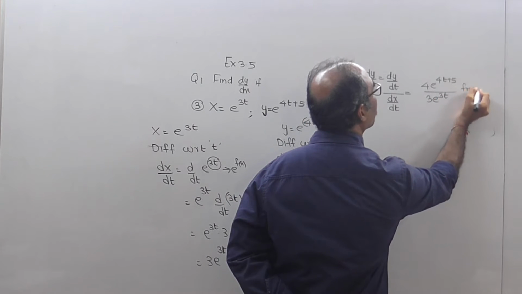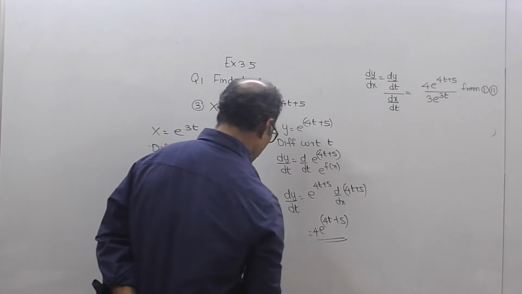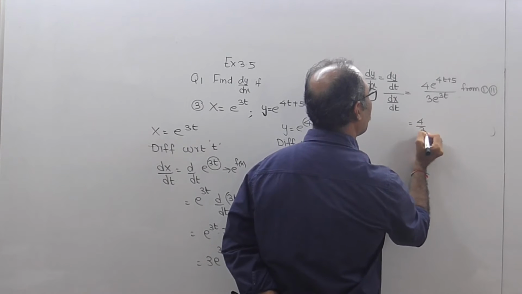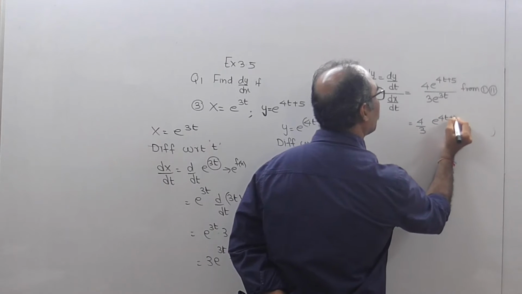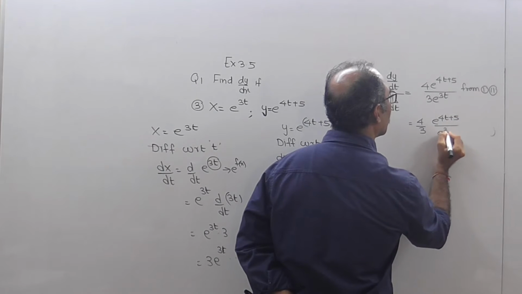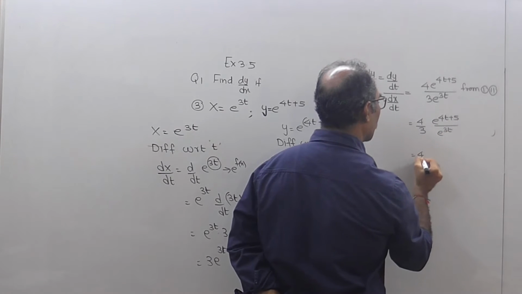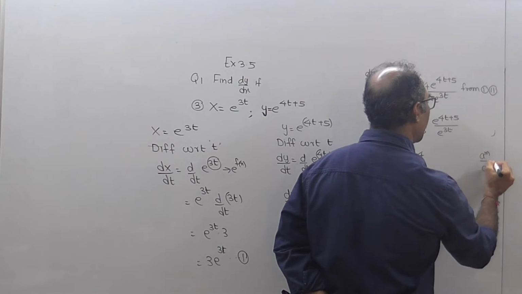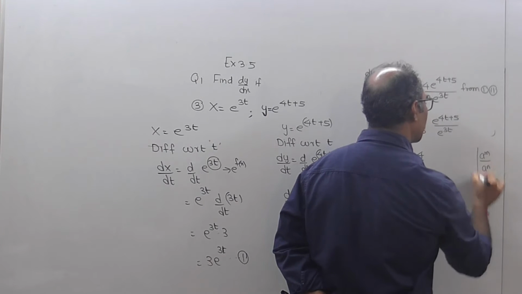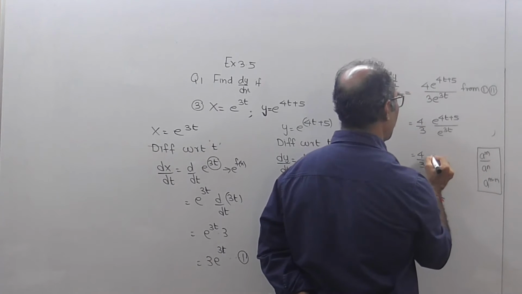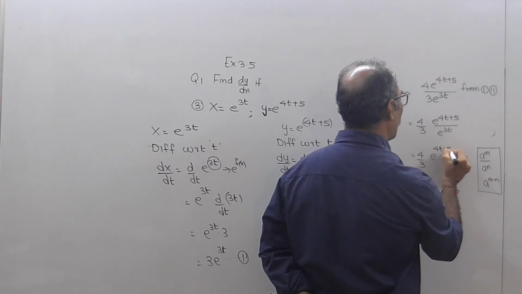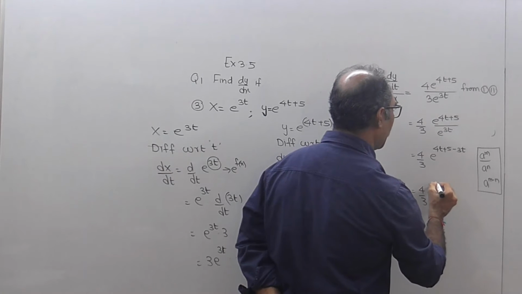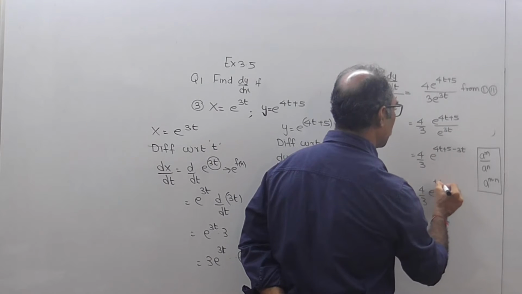You can write here from 1 and 2. This we have assigned as 1, so automatically this will be assigned as 2. So I can write this as 4 upon 3 e power 4t plus 5 upon e raised to 3t. This is in the form of a raised to m upon a raised to n, which is nothing but a raised to m minus n. So this will be e raised to 4t plus 5 minus 3t. That is equal to 4 upon 3 e raised to 4t minus t is t plus 5.